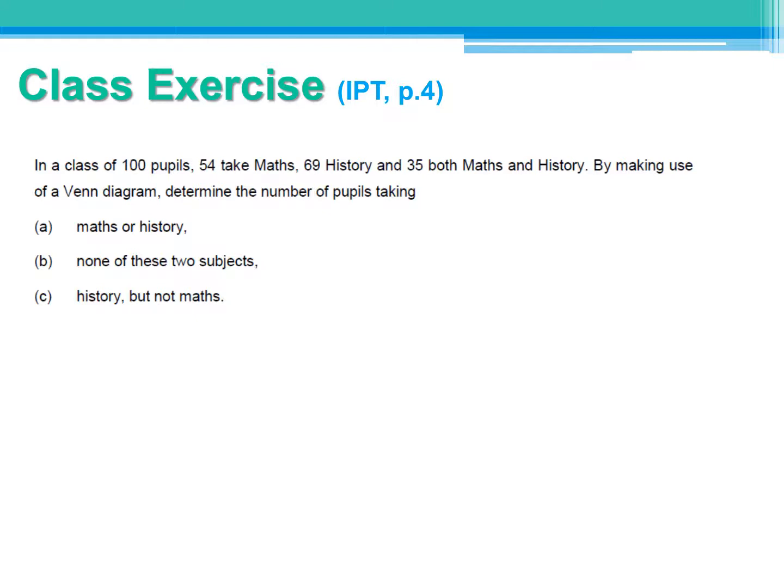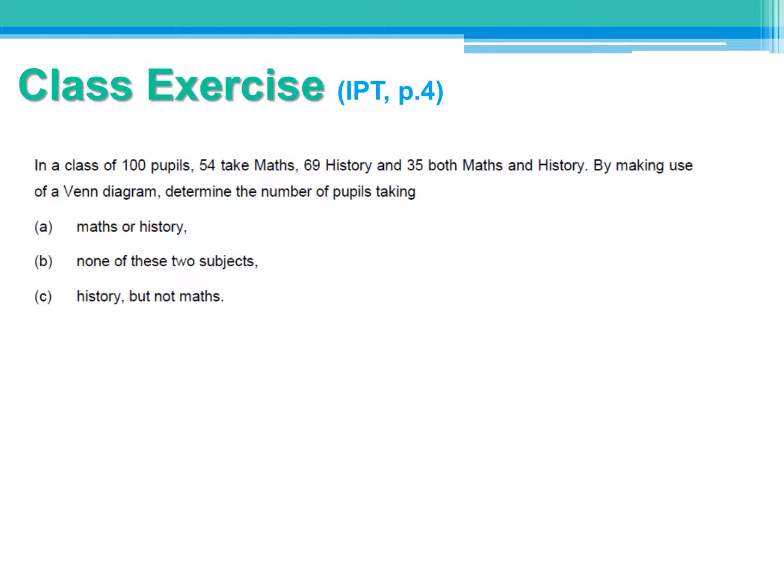On page 4 of the notes, there's a class exercise where you can practice this concept. So they tell you, in a class of 100 pupils, 54 take maths, 69 take history, and 35 pupils take both maths and history. By making use of a Venn diagram, determine the number of pupils taking maths or history in A, none of these subjects in B, and in C, history but not maths. So you can complete that exercise for me, please.